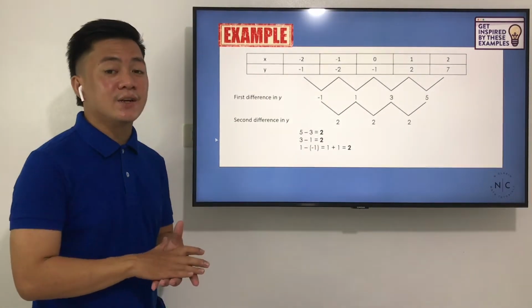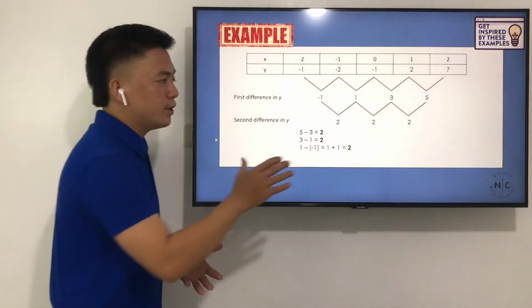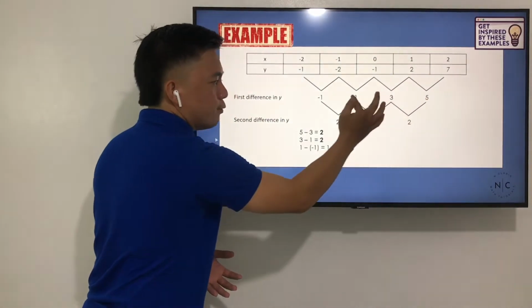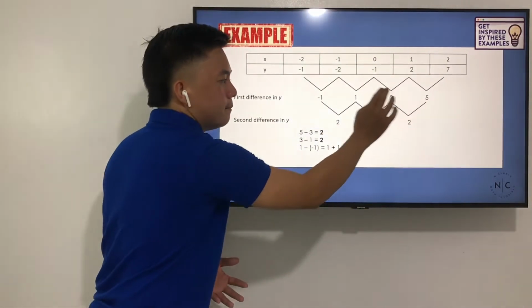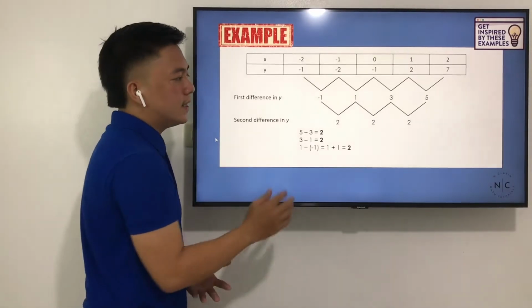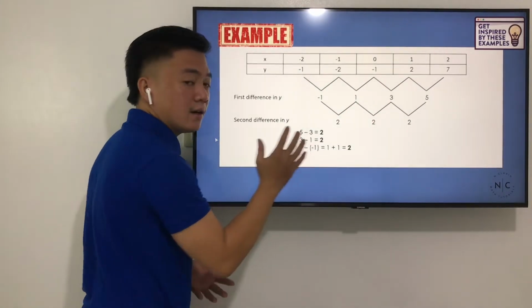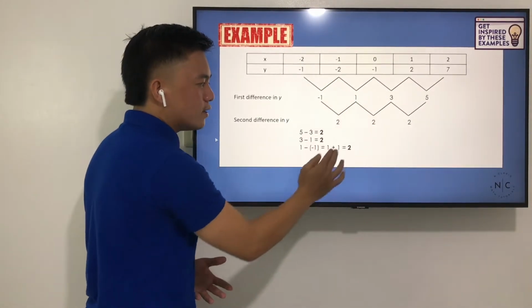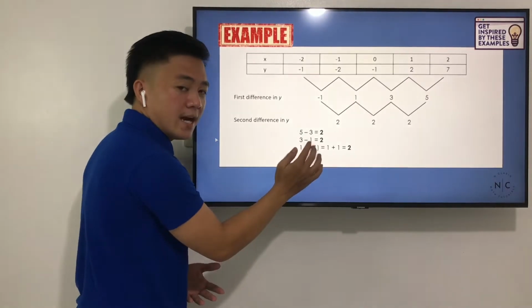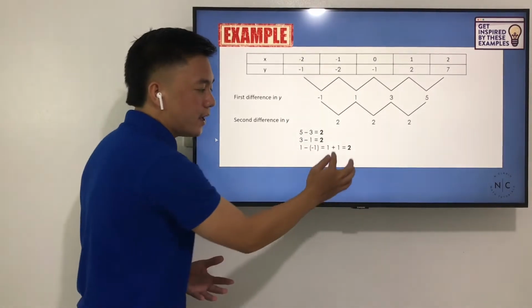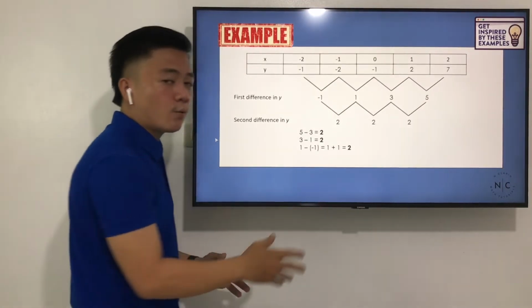Next is yung ating second difference. So, ito na yung gagamitin natin. Si 5, 3, 1, and negative 1. So, 5 minus 3 is 2. Next, 3 minus 1 is 2. Then 1 minus negative 1. Multiply natin, same sign, magiging positive. 1 plus 1 is equal to 2.